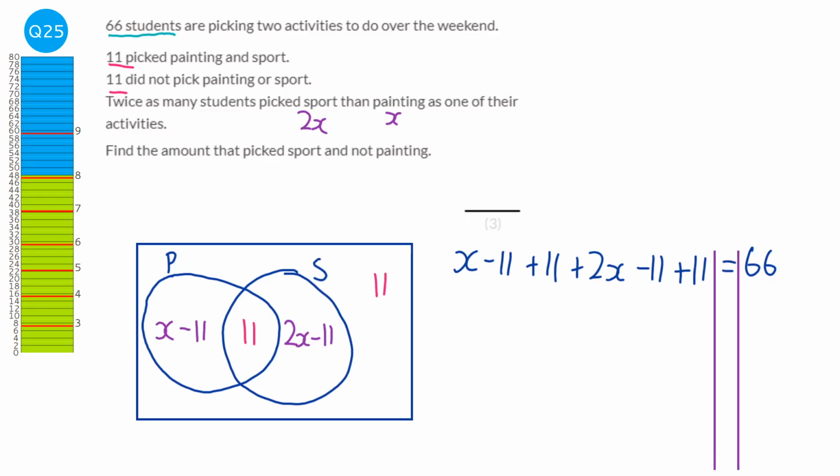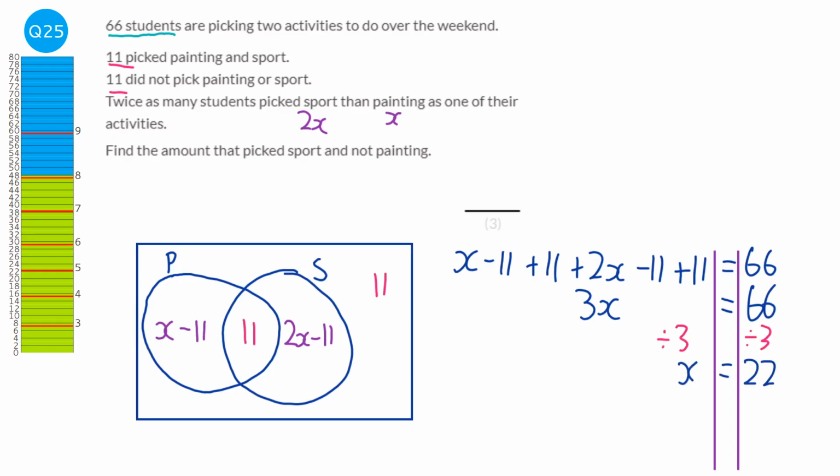Now here we've got x plus 2x, which is 3x. And we've got minus 11 plus 11, minus 11 plus 11. Well, those just cancel out. So we're left with just 3x equals 66. We're going to divide by 3 on both sides. So we've got x equals 22.